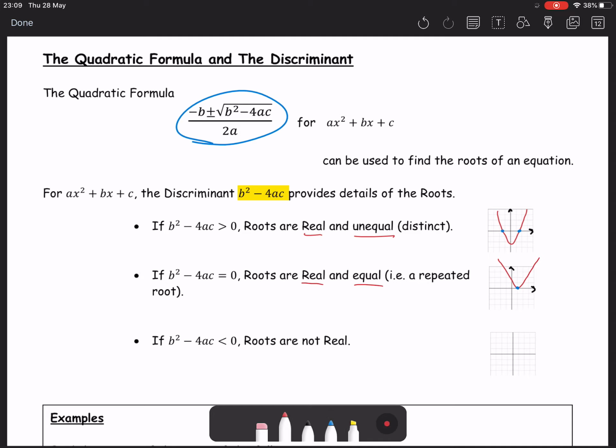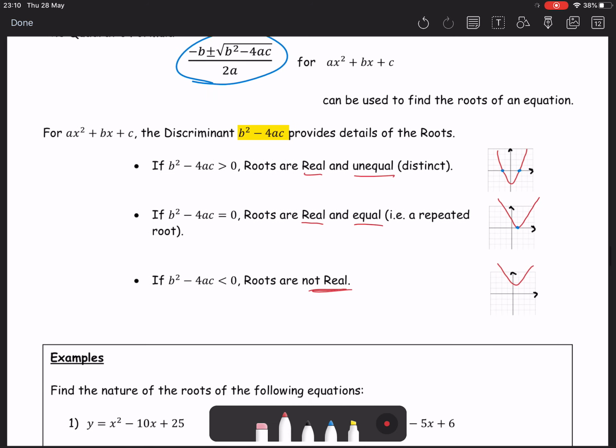And finally, our last option is if our value is less than 0, we class that as roots are not real. Again, graphically, either U-shaped or N-shaped, and we would have a graph that looked like that. So at no point does the graph hit the x-axis, so there are no real roots as it's classed. Okay, 3 options of graph and 3 options of value of the b squared minus 4ac.